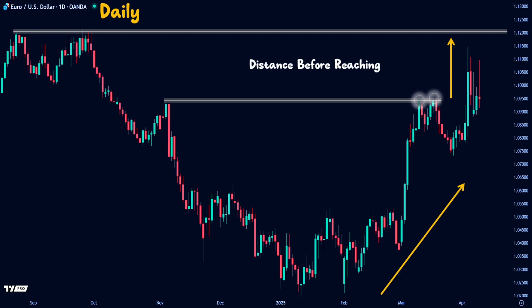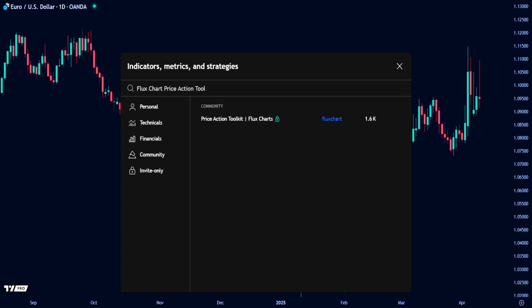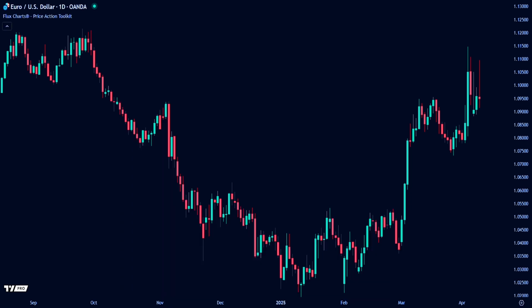If you have any problem identifying liquidity levels, just leave it to the Flux Chart indicator. To use it, just press the slash on your keyboard. In the Indicators section, search for Flux Chart Price Action Tool. Then click on it, and it will launch the indicator on your chart.